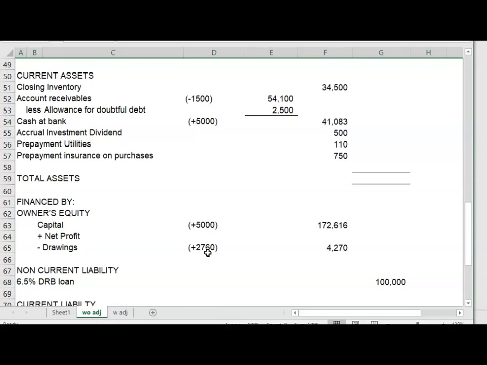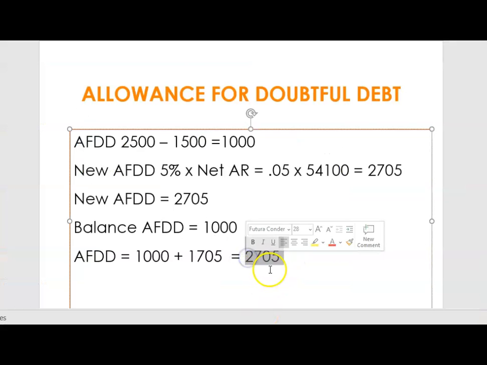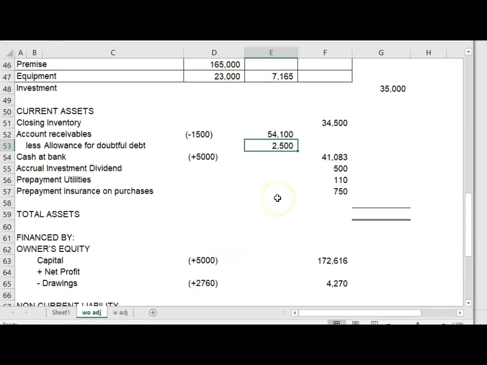And the other adjustment for AFDD is to change this one, the allowances for doubtful debt. The new figure that we calculated is 2,705. So adjust here with the new amount, 2,705. So that's it. That's the adjustment for the allowances for doubtful debt. Recognize whether it's an increase or decrease, and adjust the new allowances for doubtful debt to be put in the current asset.